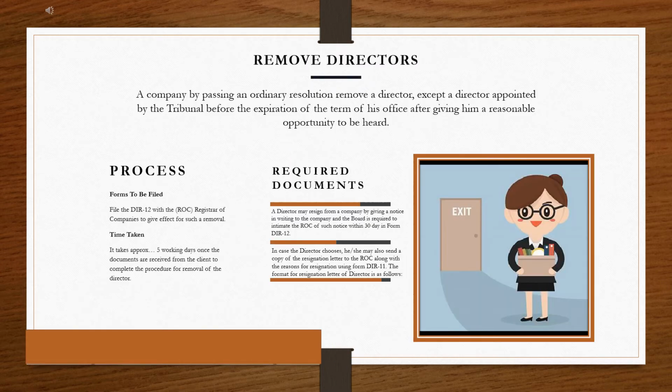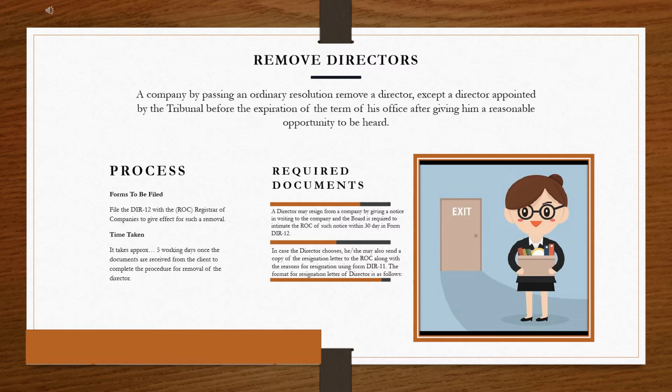What is the removal of a director? Section 169 of the Companies Act 2013 deals with the removal of director process. Introduction: to remove a director, a company can only remove a director if he incurs any of the disqualifications specified under the Companies Act 2013.